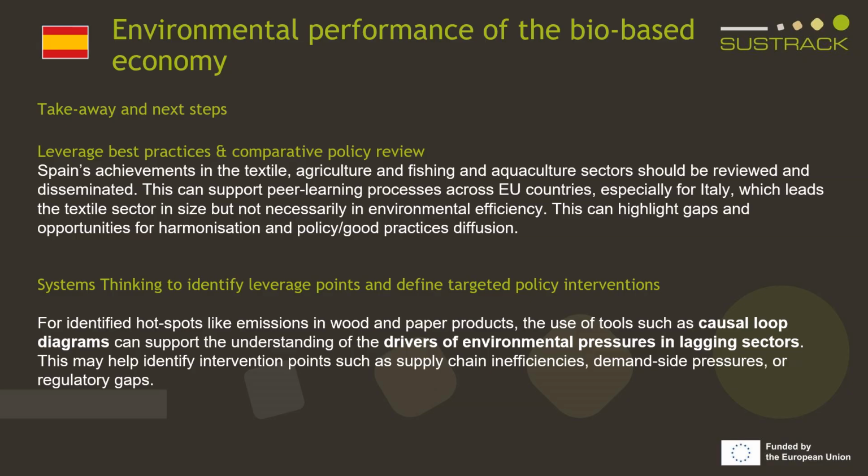This is also very important because it enables the second step in the assessment process. For identifying hotspots like emission in wood and paper products, the use of tools such as causal loop diagrams can support the understanding of the drivers of environmental pressure in lagging sectors. And this might help identify intervention points such as supply chain efficiency, demand side pressure, or regulatory gaps. This is why I strongly suggest you have a look at the other tutorial session which will take you through the use of systems thinking and system dynamics to better understand drivers of change and define tailored policy interventions.